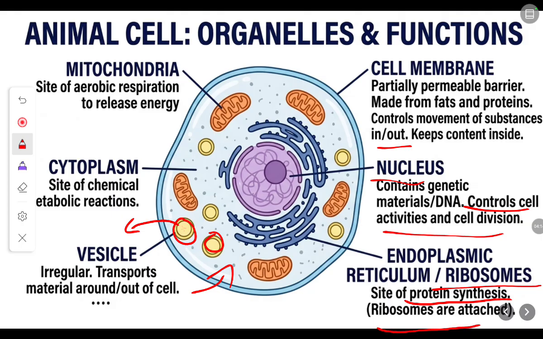Ribosomes are attached onto the endoplasmic reticulum. The endoplasmic reticulum is this blue object here, and the ribosomes are these small tiny circles which are attached to it. Protein synthesis is the production of protein, so the endoplasmic reticulum with its ribosomes is the site where the proteins are produced.